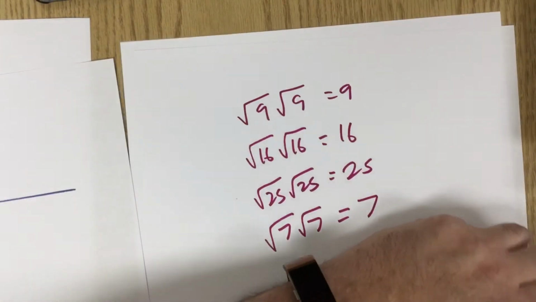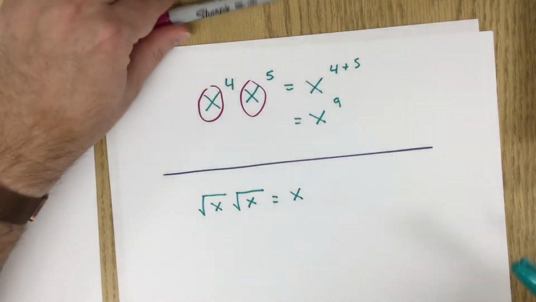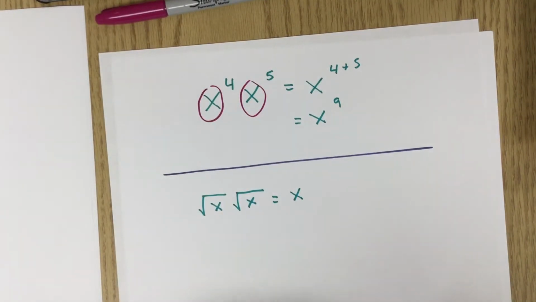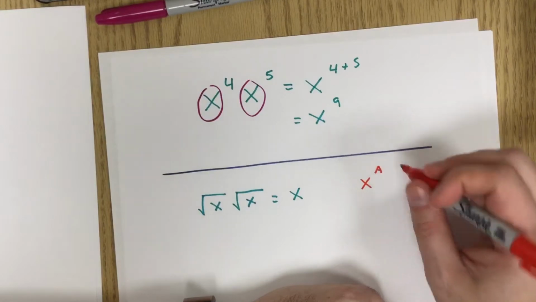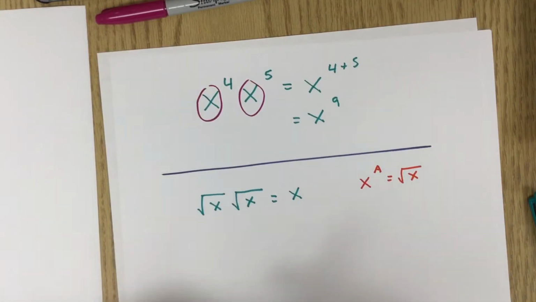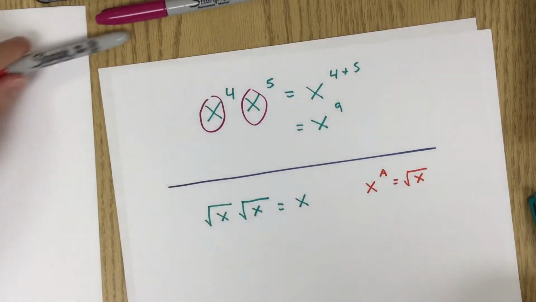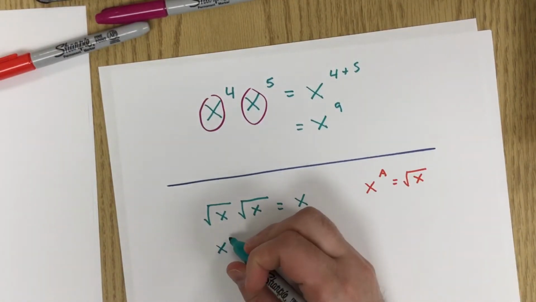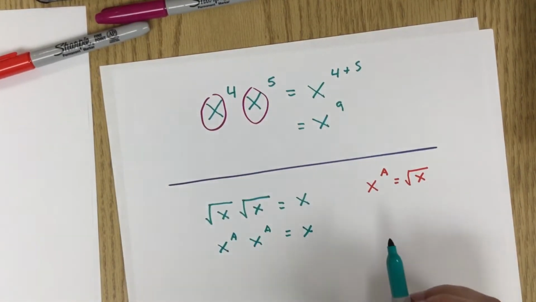So, keeping these things in mind, root x times root x is going to be equal to x. Nothing too shocking there. Now I want to know what exponent this is. So I'm going to say that x to the a, and I don't know what a is, but x to the a is going to be equal to root x. So instead of writing root x times root x equals x, I'm going to say that x to the a times x to the a equals x. Instead of root x, I just wrote it as x to the a.